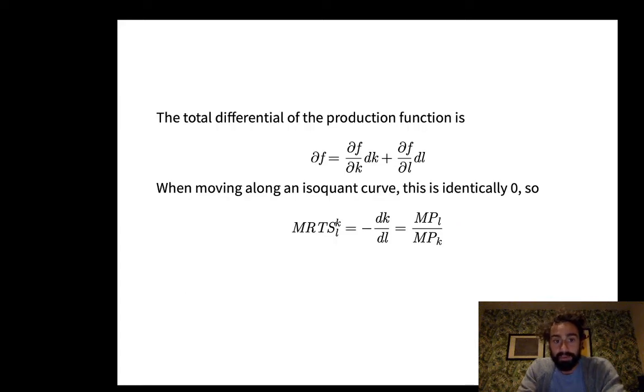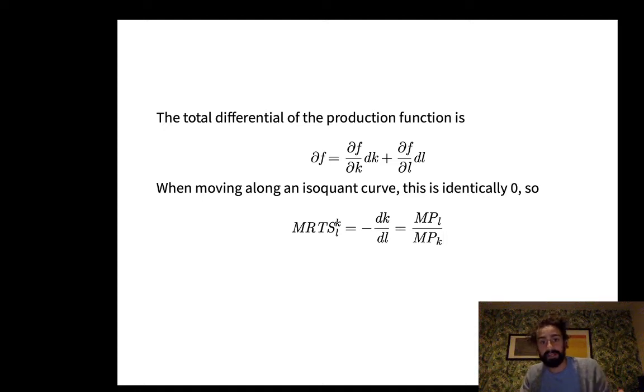So remember, this should look the same. I'm just switching U's for F's and K's for X's and L's for Y's. But the derivative of the production function, the total derivative when you change both K and L, is the change according to how much K you changed times how much K influenced your production, df dk, plus how much L changed times how much L influences your production, df dl. That's the total change in production.